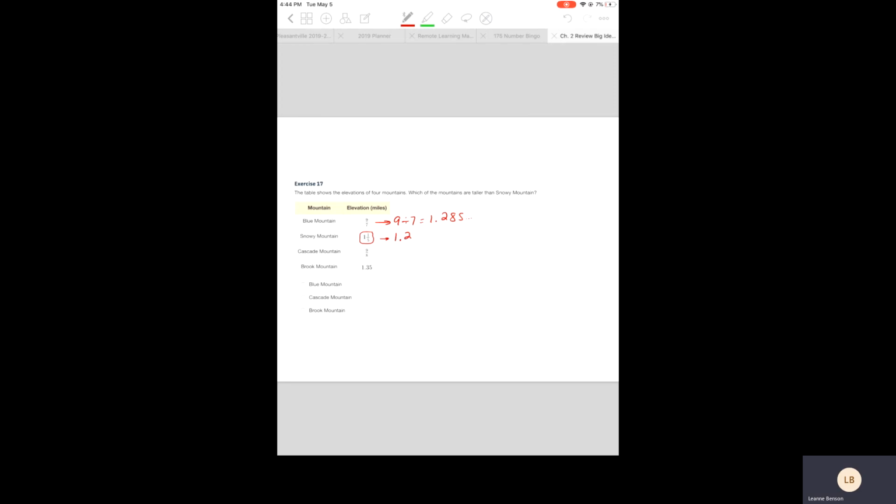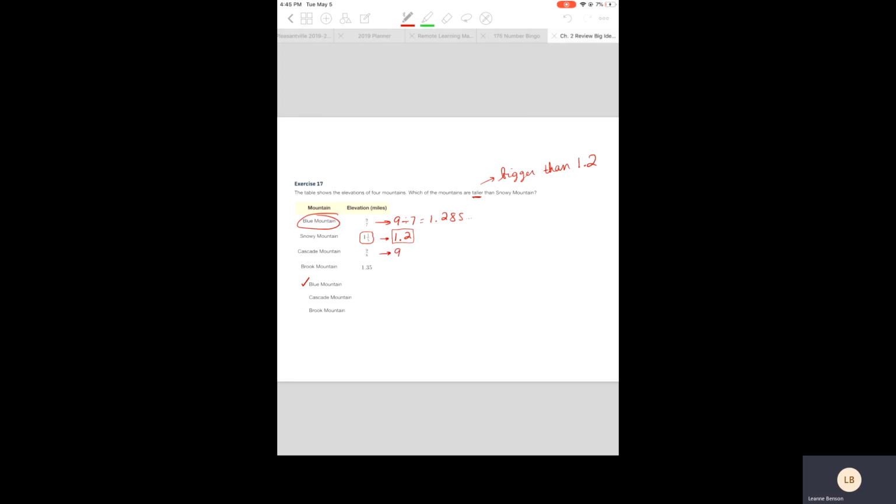Okay, so this is what I'm looking for. This is my reference point. I want to know which ones are taller. So I'm looking for numbers bigger than 1.2. So right away, Blue Mountain is one of my answers. Okay, so I'm going to check that off. There might be more than one.